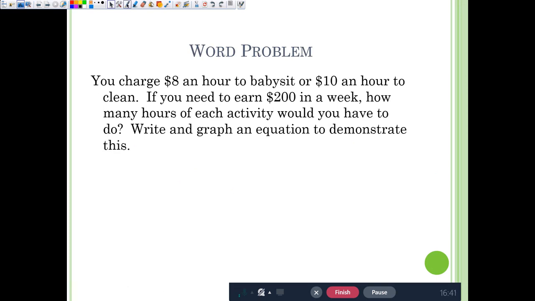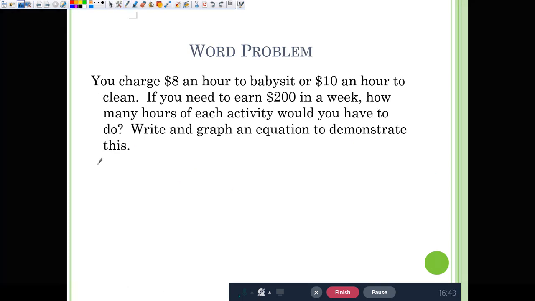So, anytime that we're writing an equation, we have to identify our variables. So I'm going to have x and y, because I know that I'm having a graph. My x variable is going to be the first thing that's mentioned, babysitting. And my y is going to be my second, which is clean. Okay. Then I'm going to write my equation. I have $8 per hour for babysitting, so that's going to be 8x. Plus $10 an hour for cleaning, so that's going to be 10y. And we're going to have this equal $200.